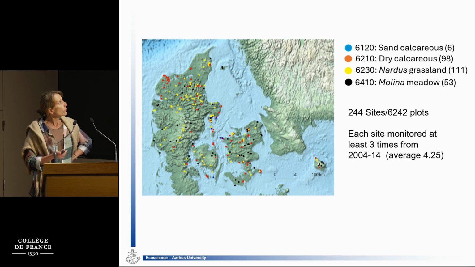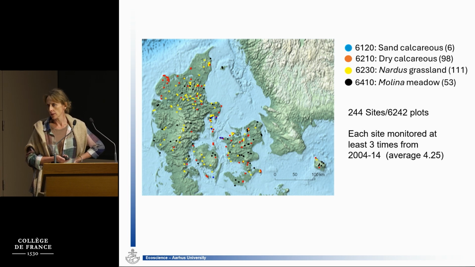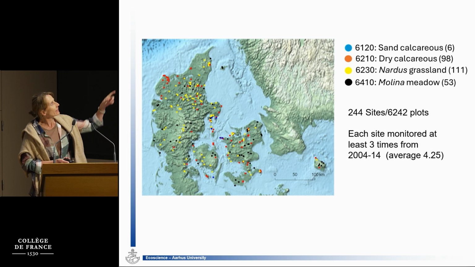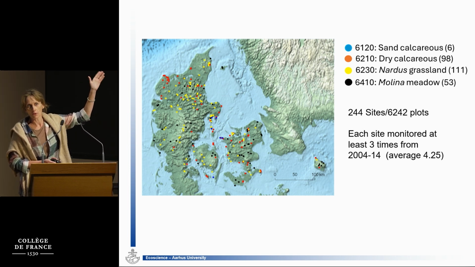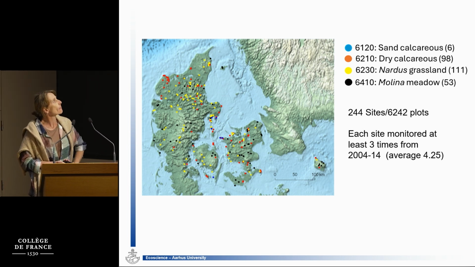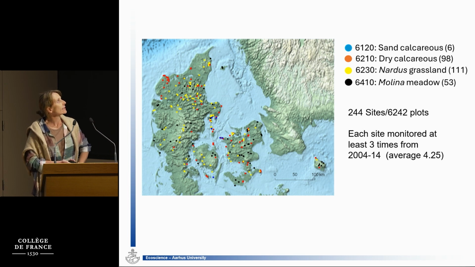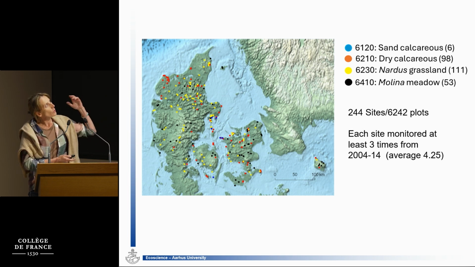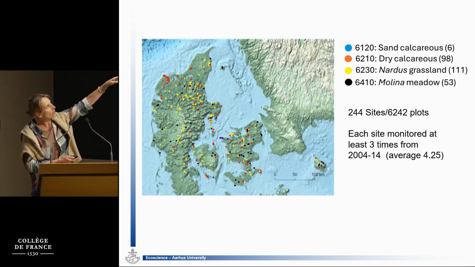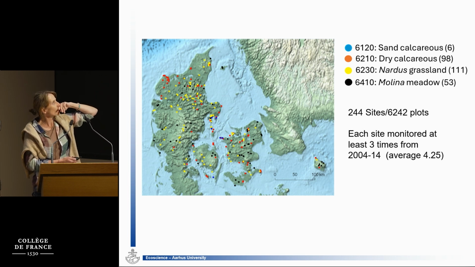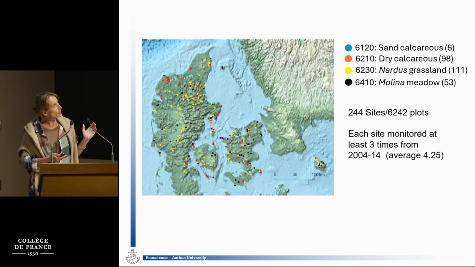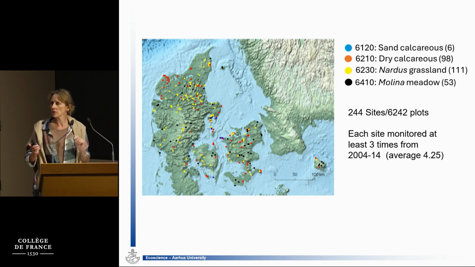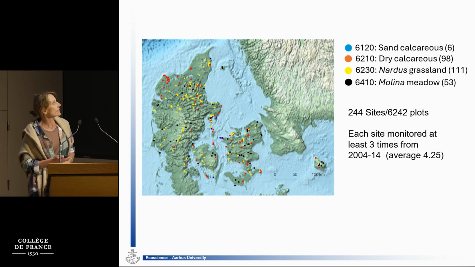So we chose 4 of the open habitat types that were in the data set, and those numbers are based on the EU habitat directives, numbers that are very specific to habitat types. These are all open grassland types: the sand calcareous grassland, the dry calcareous grasslands, grasslands more like meadows, the 6230 yellow ones, and then the more wet meadows, the 6410. And we extracted all these sites, but with a criterion that each site should be monitored in at least 3 different years in order to be compiled in this data set.